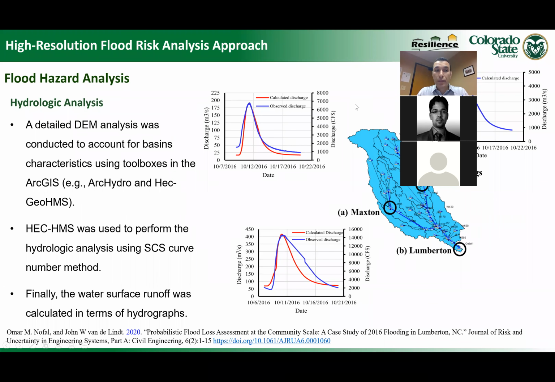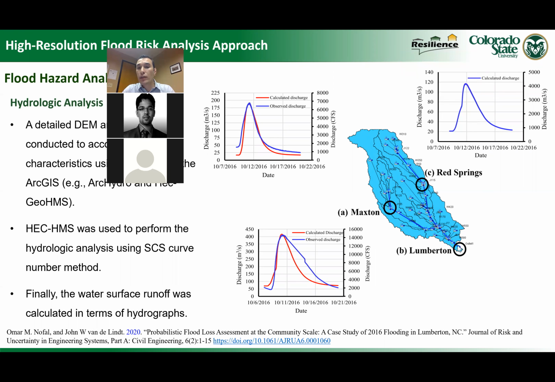First, we developed a hydrologic analysis model using the digital elevation of the study area along with the rainfall information collected from NOAA. And we were able to delineate the study area. Here it shows the main catchment within Lumberton, North Carolina. There are two main streams, one in Maxton and the other in Red Springs, and here is the downstream in Lumberton. So these are the sources of water.